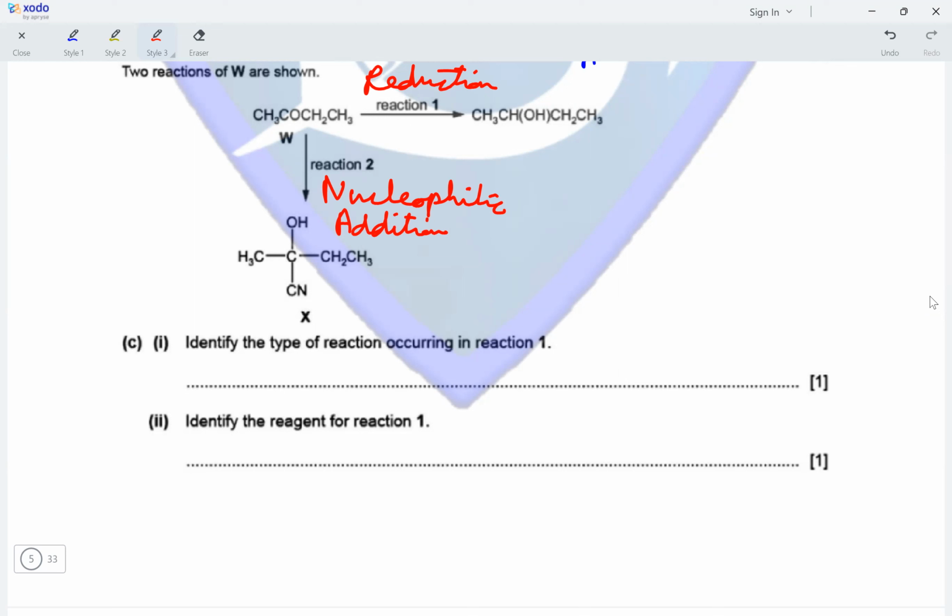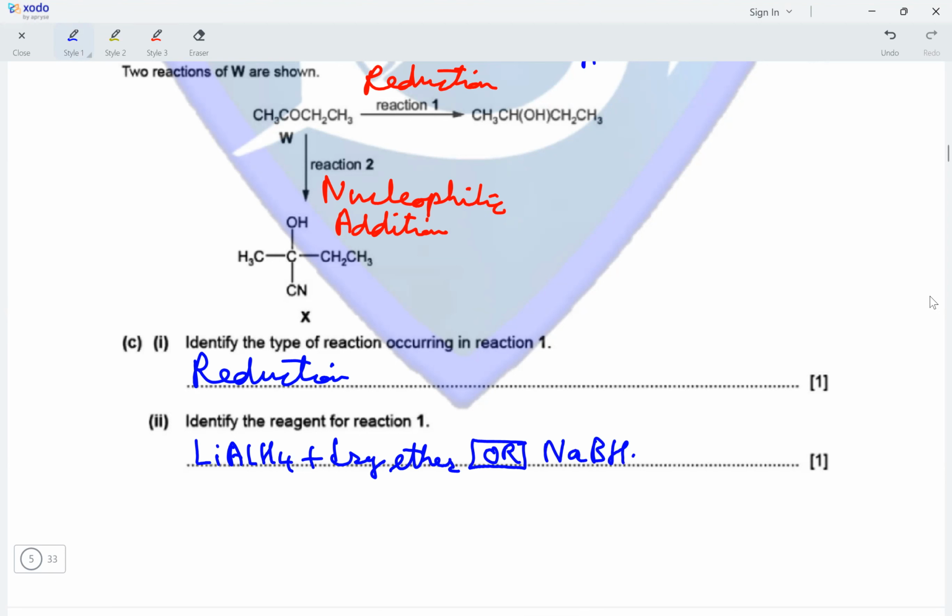Identify the type of reaction occurring in reaction 1. So this is reduction. Identify the reagent for reaction 1. So if we need to reduce a ketone into a secondary alcohol, there are two possibilities. Either we use LiAlH4 plus dry ether, which is a harsh reducing agent, or we can use a milder reducing agent, which would be NaBH4 plus water.